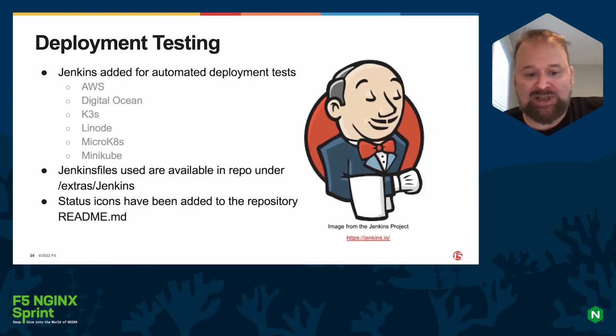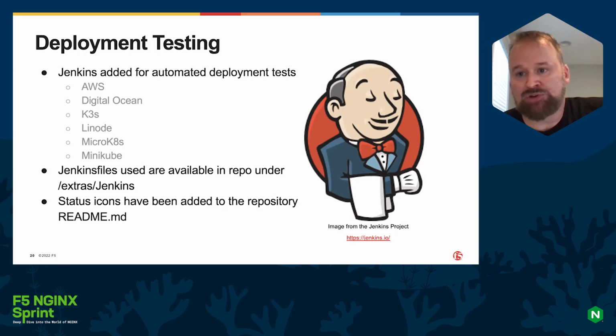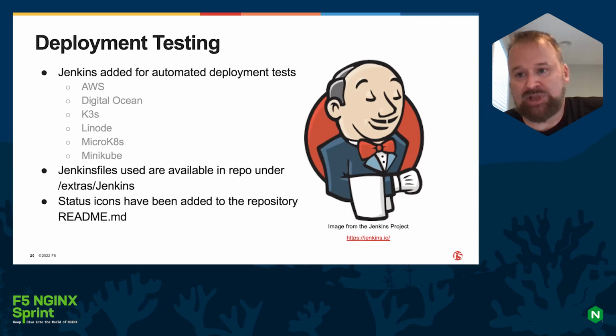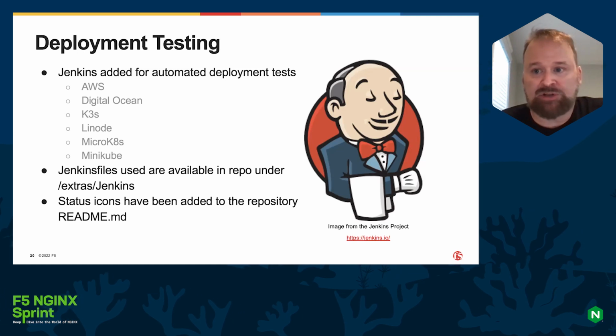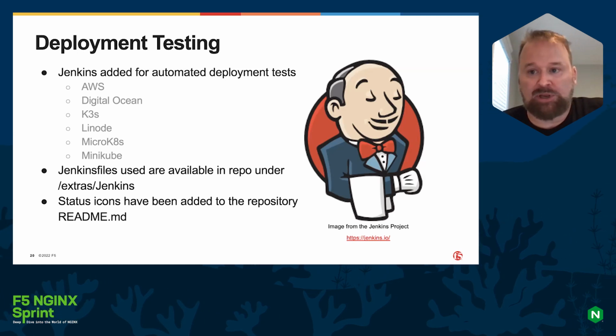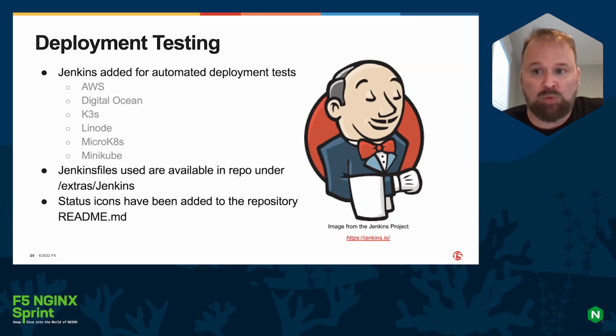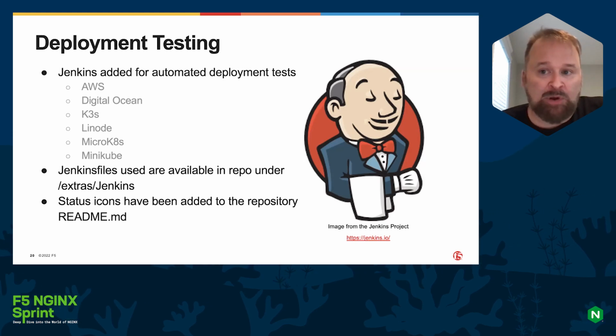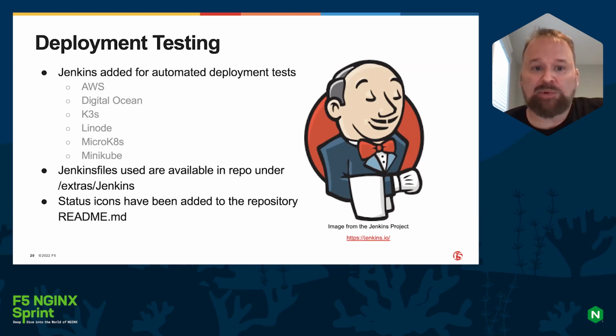We've also added status icons to the repository to show the current deployment status. So if we have a failure with AWS, you'll be able to look in the GitHub repo and see right away that we're having a problem. And from there, you can look at the issues and see what's happening.